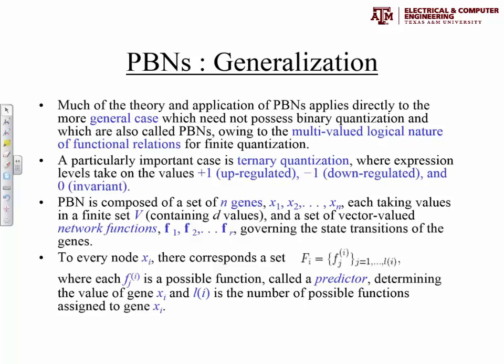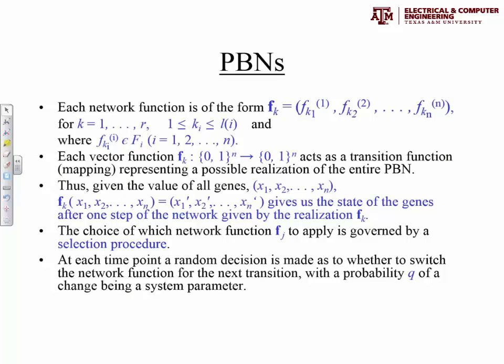So to every node xi, there corresponds a set Fi, which is made up of Li different predictor functions, right? Where each Fij is a possible function, called a predictor, determining the value of gene Xi, and Li is the number of possible functions that are assigned to gene Xi. So this is just the mathematical part. The ideas I have already explained, but we can just quickly run through this.